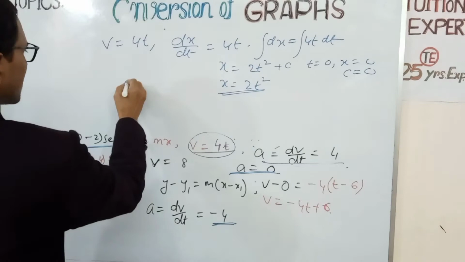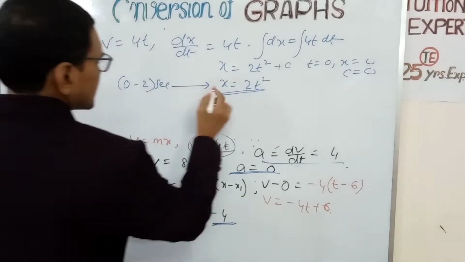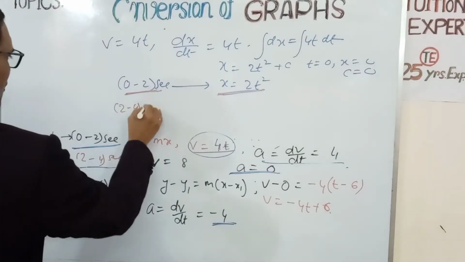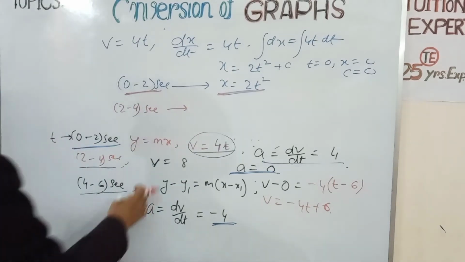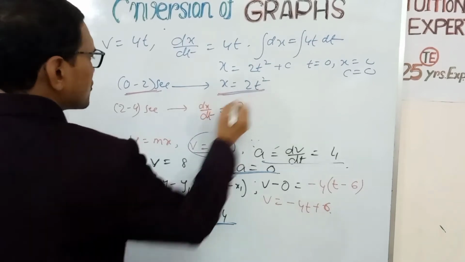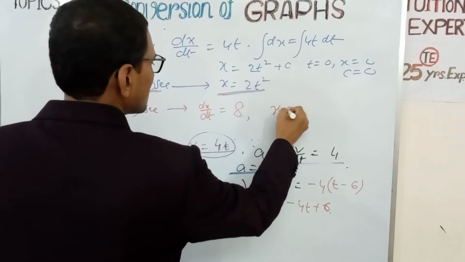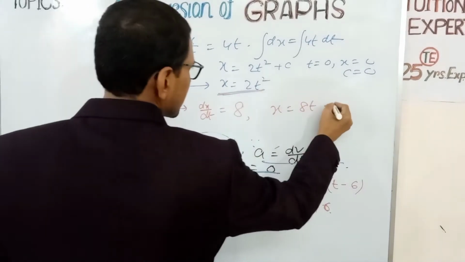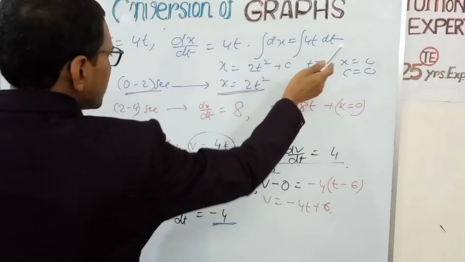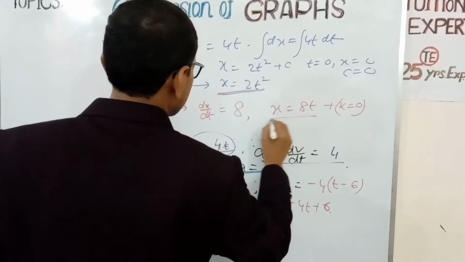Now 0 to 2 second, what is the equation? Equation is x equal to 2t square, for 0 to 2 second. Now 2 to 4 second, what is the velocity? Velocity is equal to 8. So v equal to dx by dt equal to 8, that is dx equal to 8 dt, that is x equal to 8t, plus a constant term, which will be 0 because t equal to 0, x equal to 0 is given, so k equal to 0. So now here the equation is 8t.